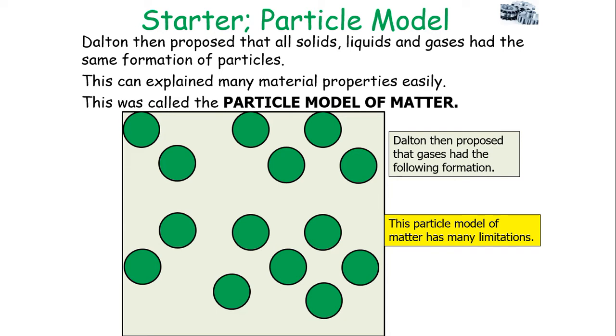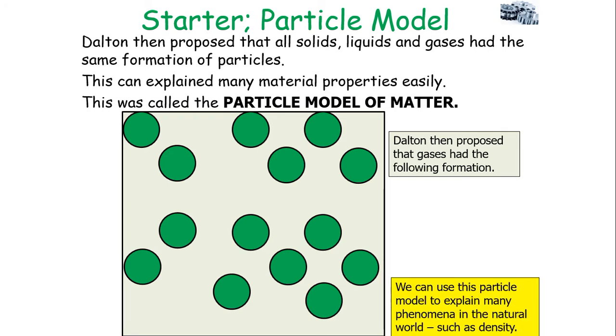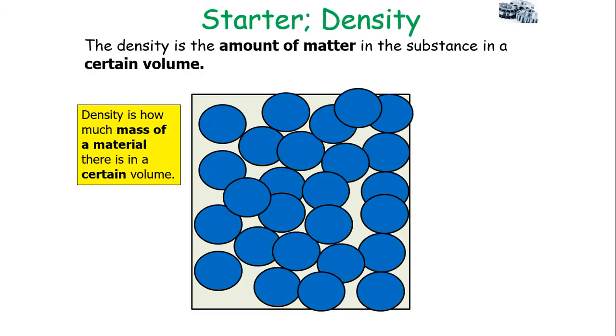But this particle model of matter has many limitations. It doesn't show the forces between the particles. Particles aren't actually solid spheres of the same size as shown in the diagrams, and the particles are always in motion and not stationary as it appears in these diagrams. However, the particle model of matter is very useful because it can explain many phenomena in the natural world, such as density. So the density is the amount of matter in a substance in a certain volume.